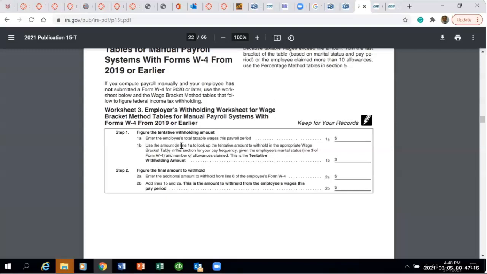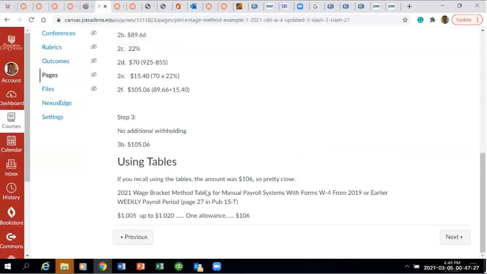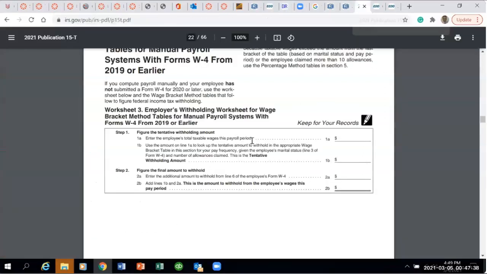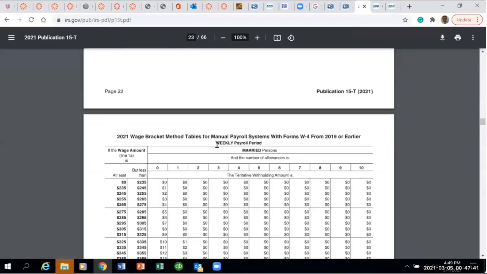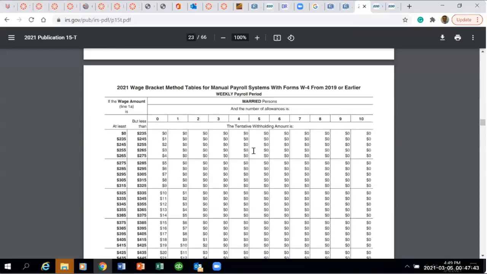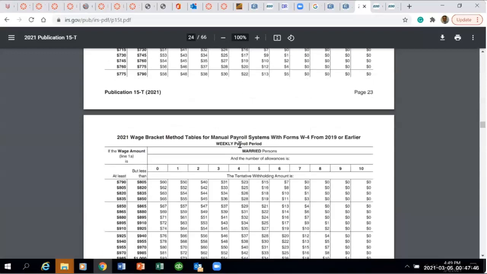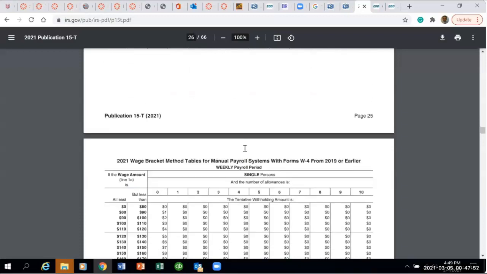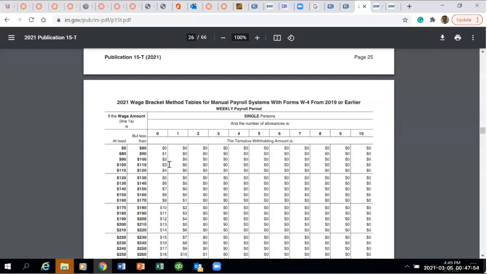And it says use the amount on line 1A to look up the tentative amount to withhold in the appropriate wage. So how much is the wage? Let's see. Wage was with one allowance and 1,008 a week, single. Okay. A week, so it's weekly, but not married. Okay, so let's go down. Married, no, keep going. Married, keep going. Single. And that's 1,008.